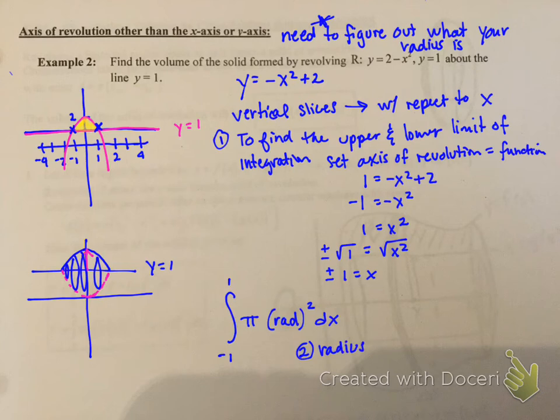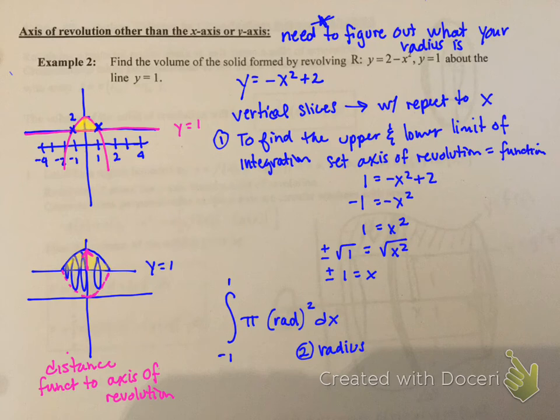To find the radius when it is not on the x-axis or y-axis, you got to think about what's going on here. So what I'm going to do is highlight what I'm looking at. So my radius is coming out from the line y equals 1 out to the edge. So to find the distance between the function and y equals 1, I'm going to have to subtract the 2, right? So I have to find the distance from the function to the axis of revolution. We didn't have to subtract the 2 before because we were right on the y-axis or right on the x-axis.